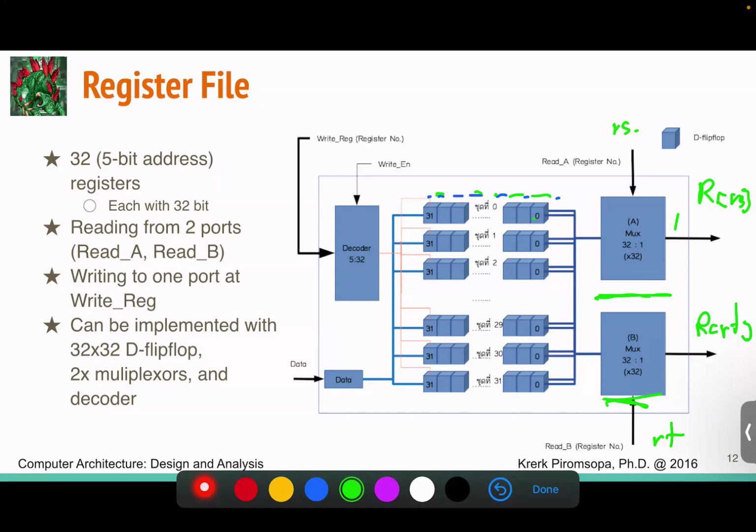We read two registers, then write back to one register. This is the data, and to write, this is the address. So you basically put RT here, and the data is written to whatever register that the address RT points to.